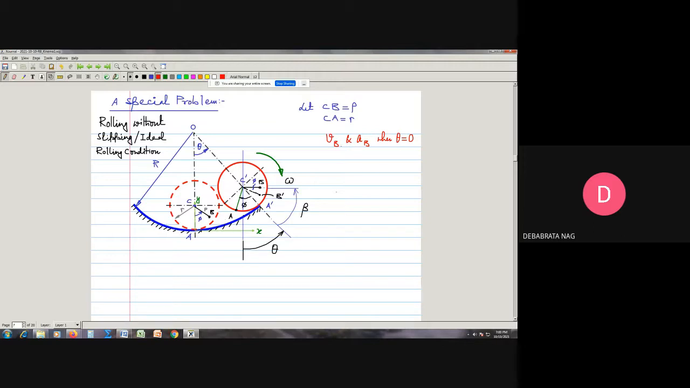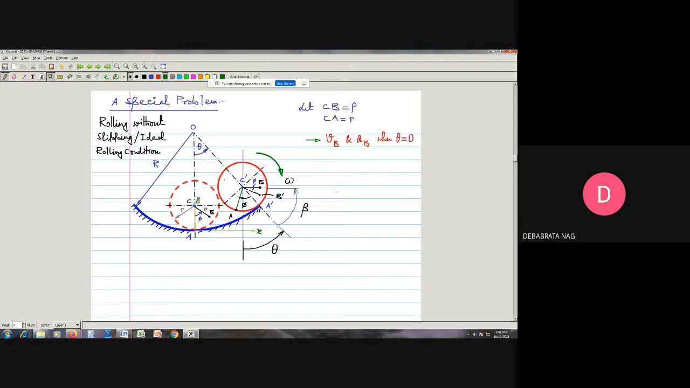So this is what we try to calculate. The problem is this one. That means we need to calculate the velocity and acceleration of this point B when the body is at the position theta equal to 0, that means when it is in this initial condition.